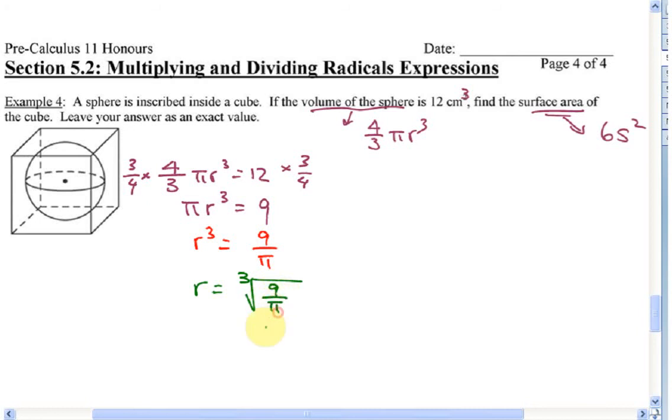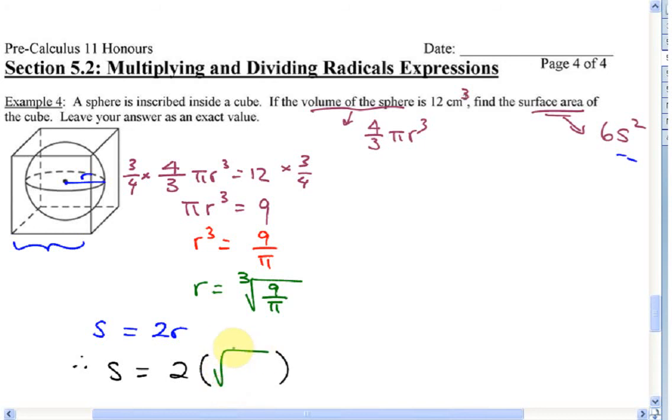Is that good so far? Okay, good. I don't think you want to simplify that yet, so let's just leave it as is for now. If that's r, how does r relate to s? Because I want s for the surface area. Right. Notice that s is just equal to double r. So therefore s just equals 2 times that ugly cube root.